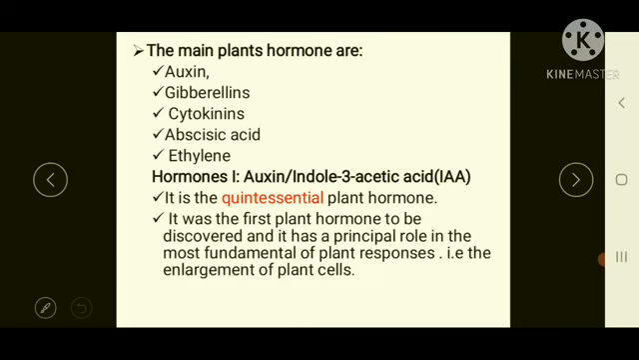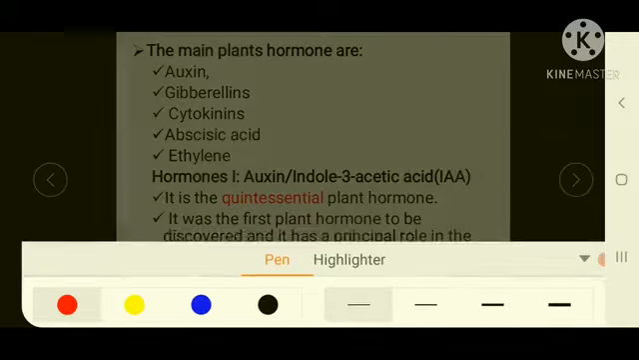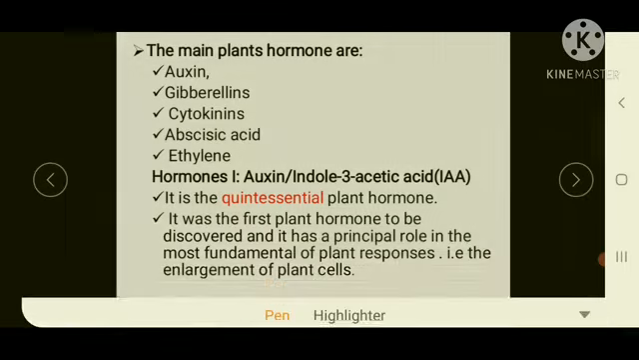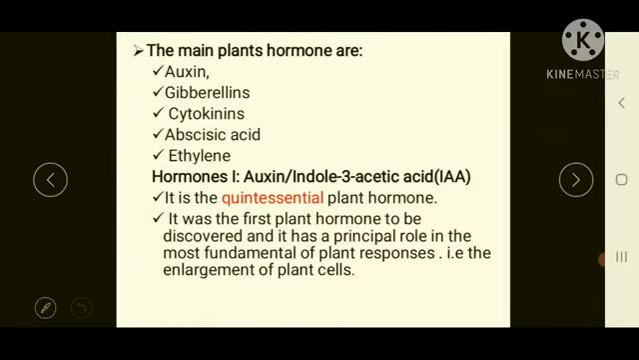The plant has five main hormones. These are auxin, gibberellins, cytokinin, abscisic acid, and ethylene. Let us start from the first one.